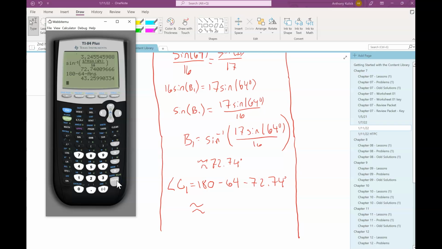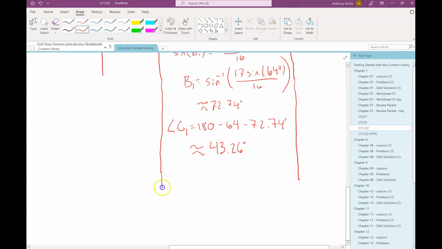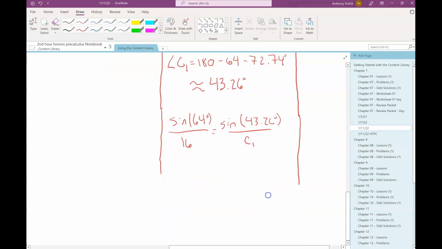So 43.26. And now that I know one of either angle C1 or side C1, I can use the law of sines to solve for the other piece. So again, I'll start over. Sine 64 over 16 equals sine of angle C1 over side C1.